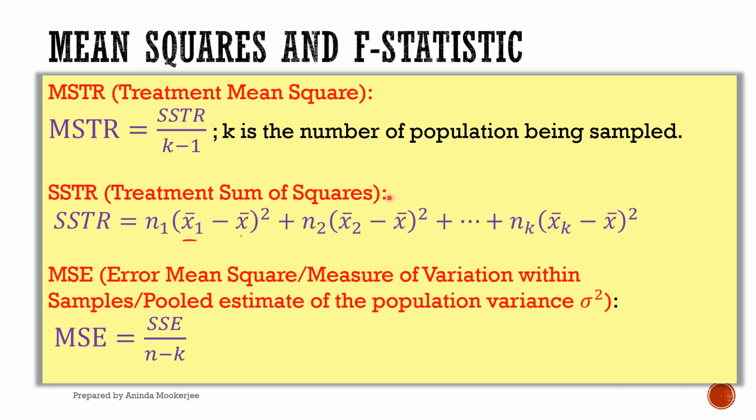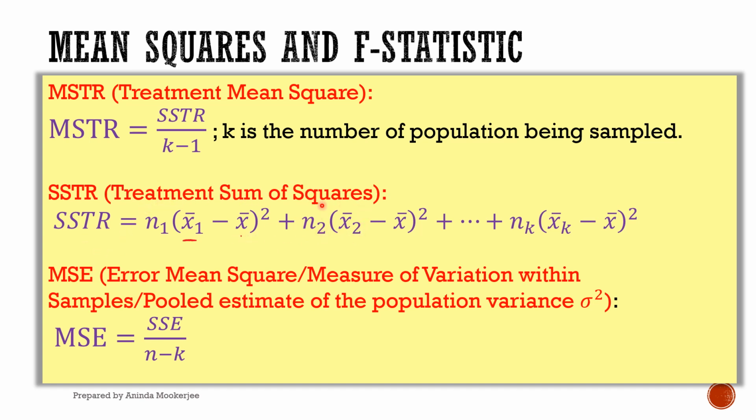Now, if you recall that particular slide where we talked about the variation of each individual sample mean from the overall mean squared, and also weighted by its sample size, that is what SSTR is. We will work this through a table which I will show you shortly, but this is how we calculate our treatment sum of squares.